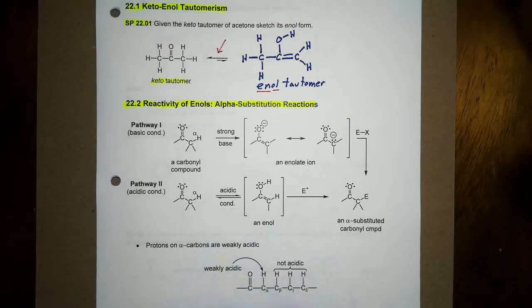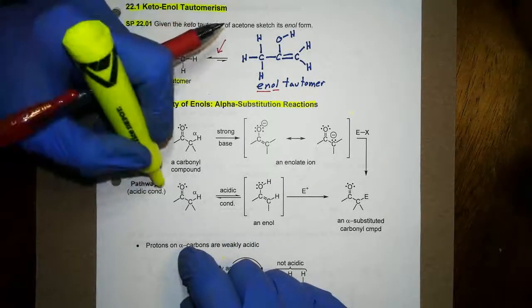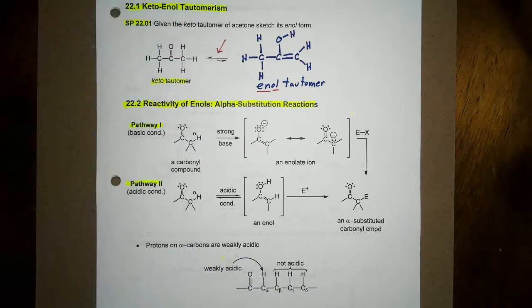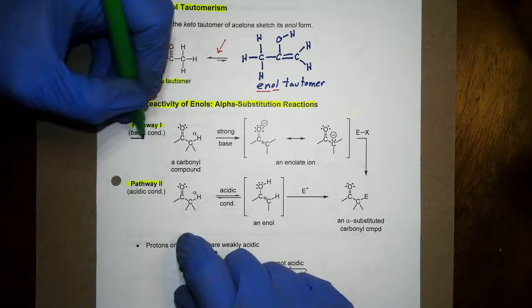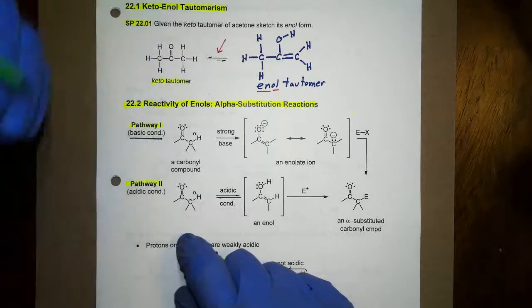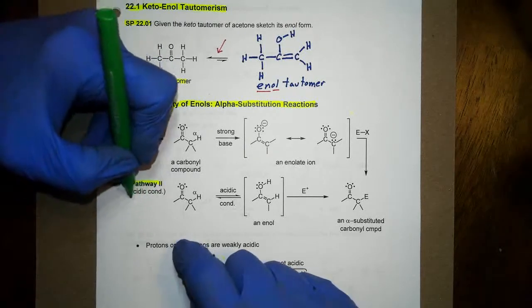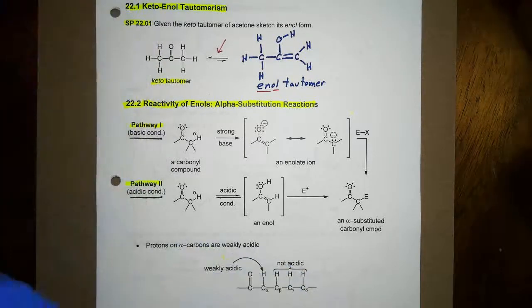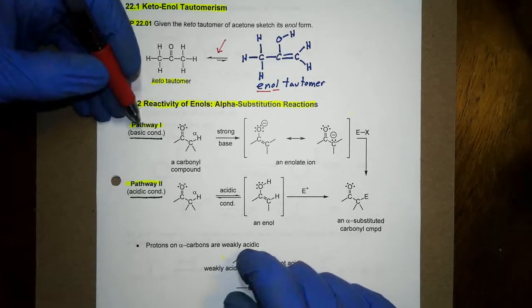Now, in this chapter, we're going to have two different pathways for conducting these alpha substitution reactions. There's pathway 1, pathway 2. They're very different, but they give very similar results. Pathway 1 is what we're going to see most of the time, when we have basic conditions. In other words, the pH is going to be much greater than 7. Pathway 2, you might have guessed, is under acidic conditions, and here the pH of the overall system will be under 7. So let's talk about the most important one though, pathway 1, and how this works.